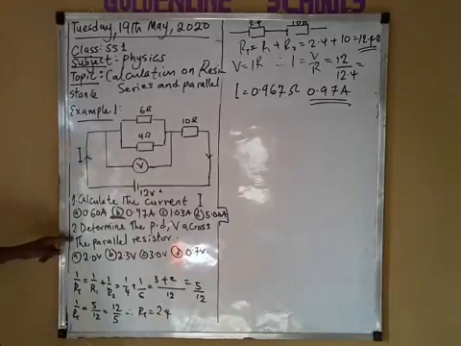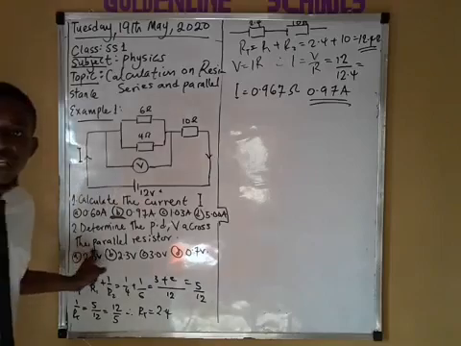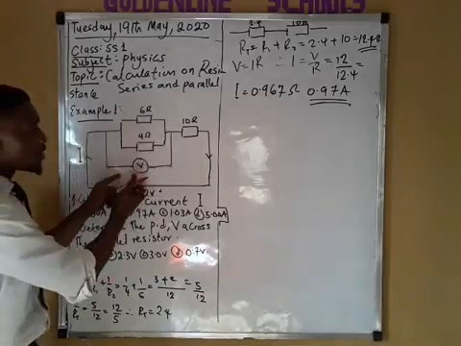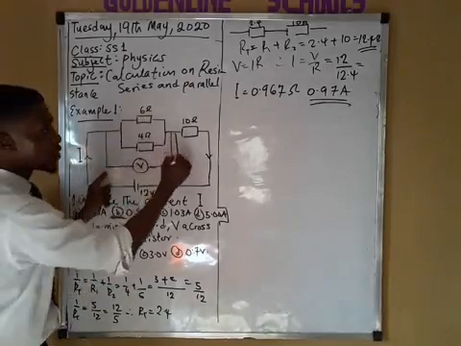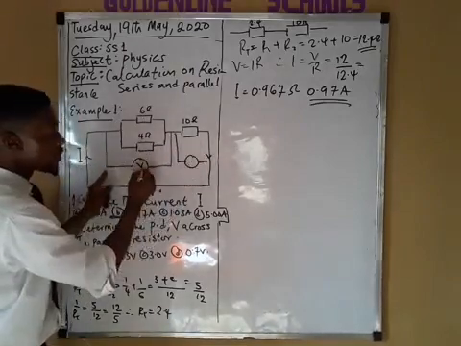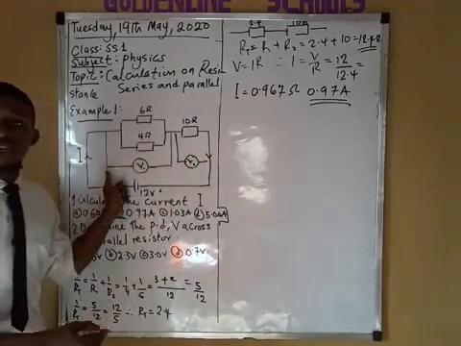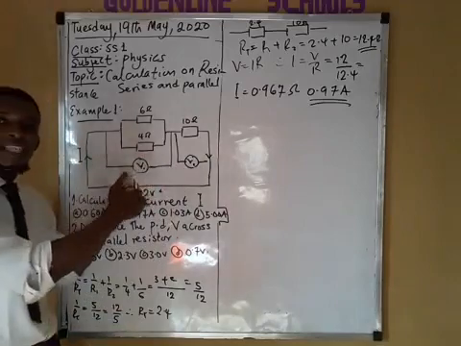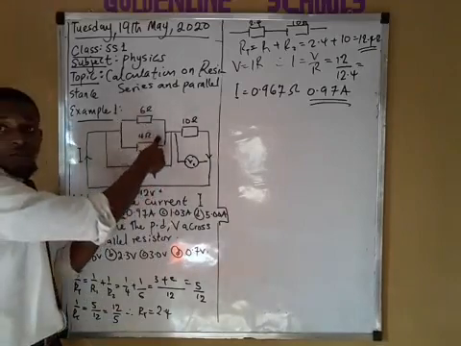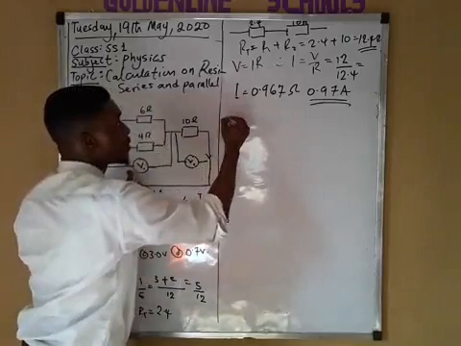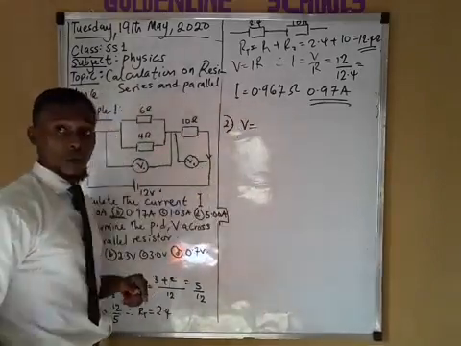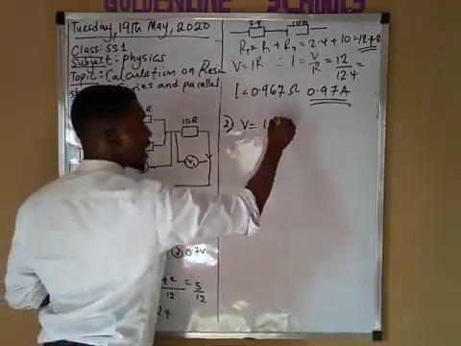Number 2 says, determine the potential difference across the parallel resistors. Now we want to find the potential difference in this place. Remember, the potential difference across this resistor will be different from the potential difference across this one. So if this is V1, this will be V2, okay? The potential difference across this will be calculated using the effective resistance of this place. So for number 2, you use the formula for Ohm's law, which is V is equal to IR.